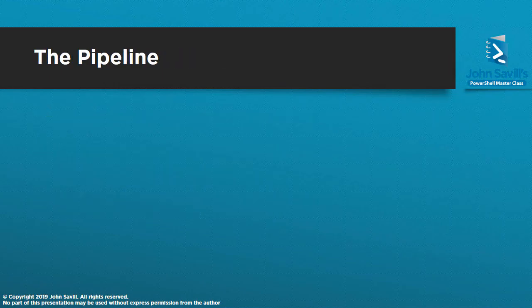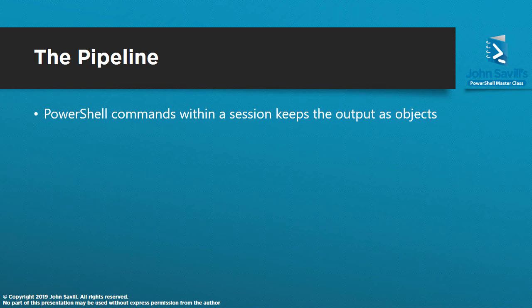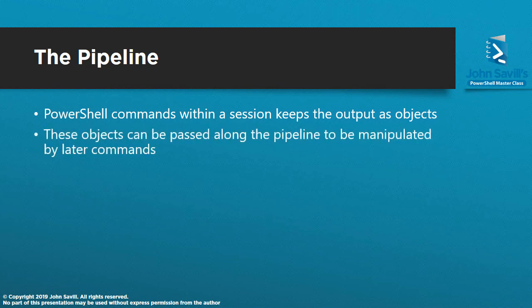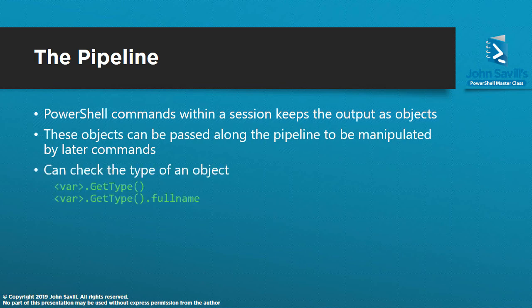So then we have this pipeline. And obviously we've explored this a lot so far. Within a session, I want to keep all of the output as objects. That's the output I'm going to get from most commands. It's the object. And these objects, I can pass them down the pipeline. I can manipulate them. I can always check on the type of an object. So I can do GetType if I'm storing it in a variable. As we saw, we can also do Get-Member, which will also show us the type. So these are different ways of working with this.